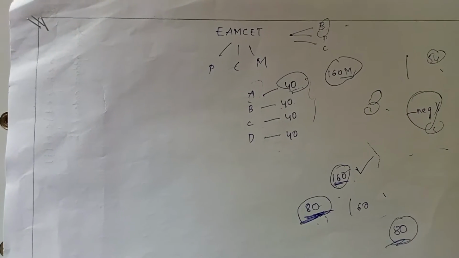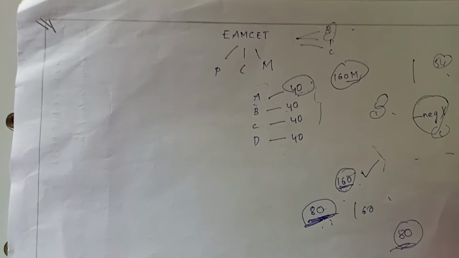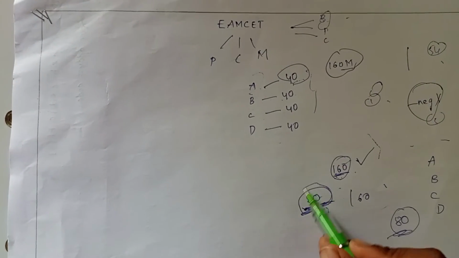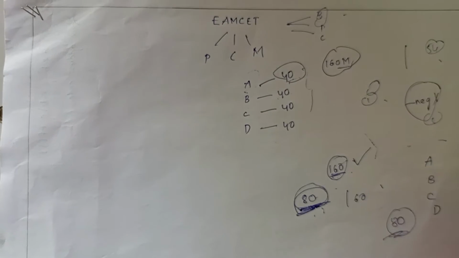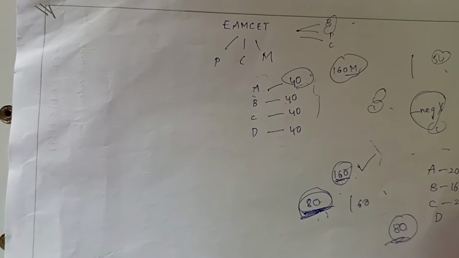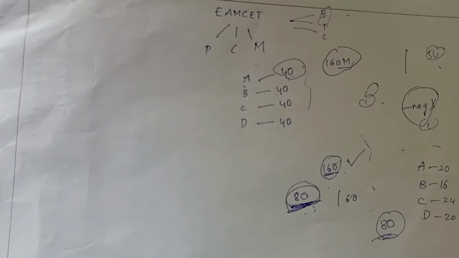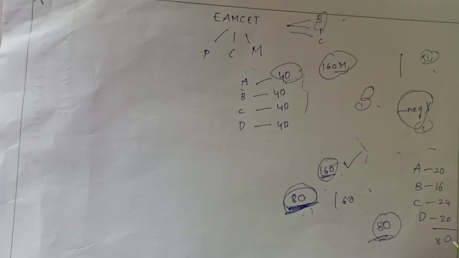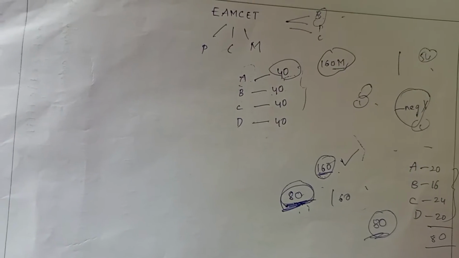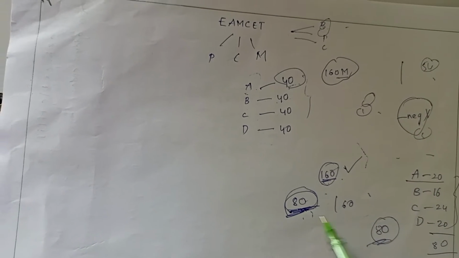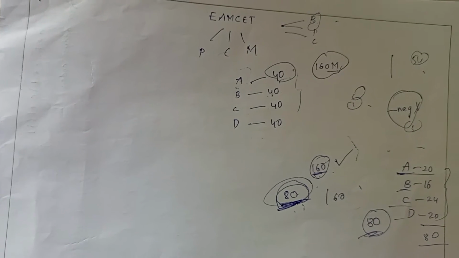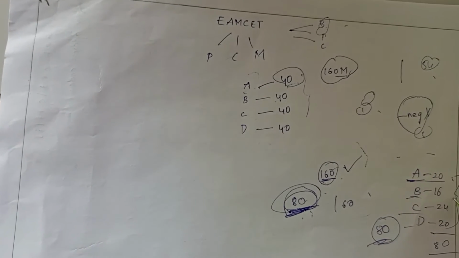So here the logic you need to perform is this. Look at A, B, C, D and write it down. Out of the 80 you have solved, let's assume 20 questions are A, 16 are B, 24 are C, and 20 are D. So the total is 80. Now count the options in these 80 questions: how many are A, B, C, and D. So you get these values.